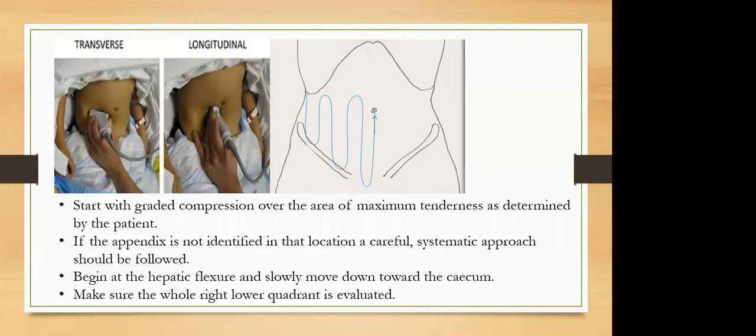If the appendix is not identified in that location, a careful systematic approach should be followed. How do you do that? You begin from the hepatic flexure and slowly move down toward the cecum. You make sure that the whole right lower quadrant is evaluated. So you go through, you try to look around all the areas to make sure that the whole area is fully evaluated.